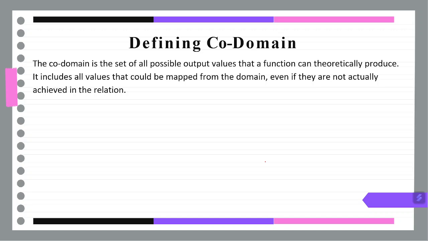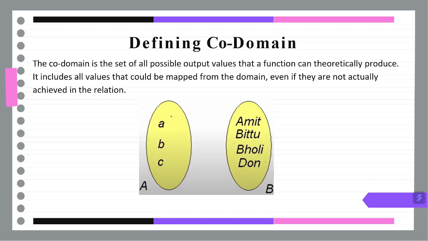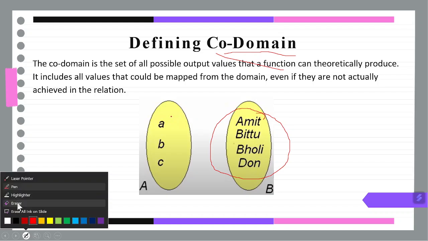Next, what is codomain? Codomain is the set of all possible output values that a function can theoretically produce. It includes all the values that could be mapped from the domain, even if they are not actually achieved in the relation. That means if there is no relation, all the output values of the Cartesian product will be the codomain. So all the output values will be the codomain.